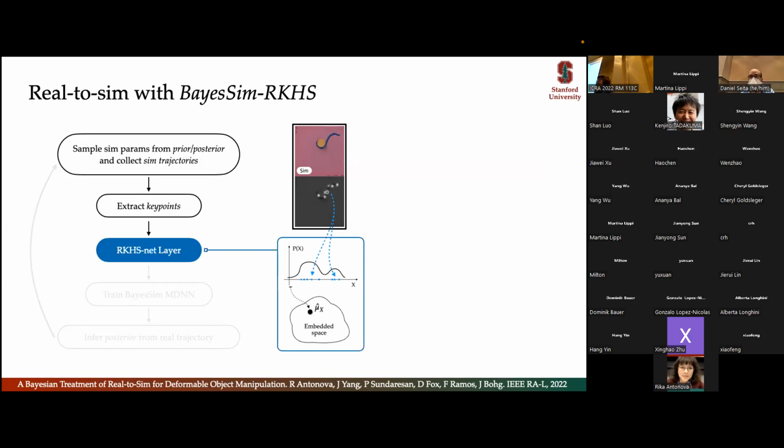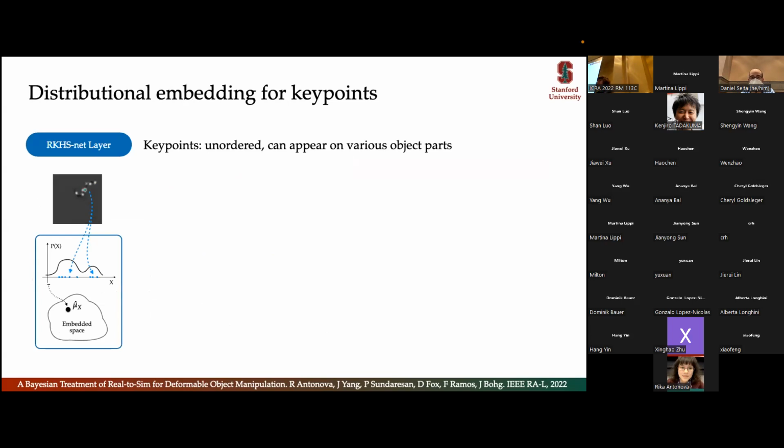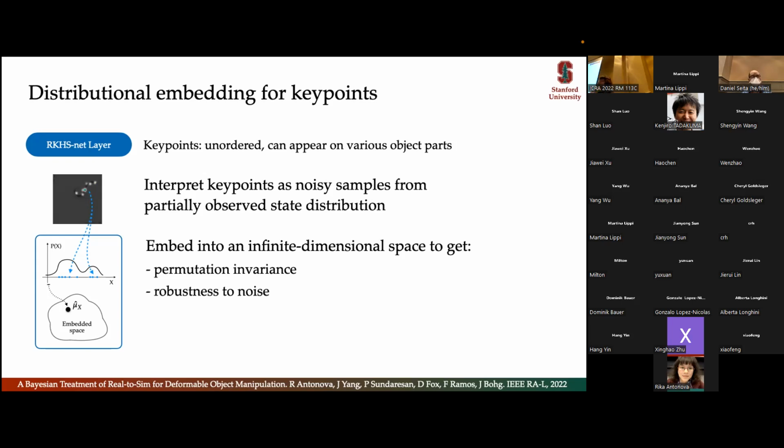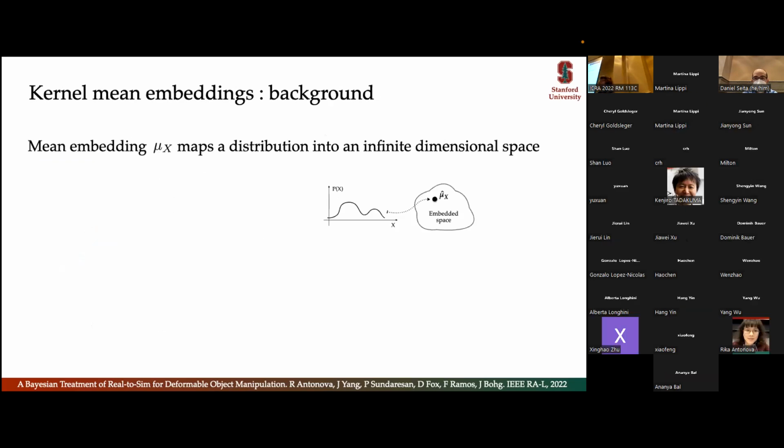And then we pass this through an RKHS net layer, and I will talk in detail about what this means. So here we take the key points that are unordered, and they can appear on various parts of the object, and we interpret this as noisy samples from a partially observed state distribution. And so what we do with this is we embed this into an infinite dimensional space that I'll explain. And this is in order to get, as I mentioned before, permutation invariance and robustness to noise, but also a convenient distance metric. So we will be able to mathematically compare the different states, how close they are to each other, and various nice properties such as the continuity of this metric and this representation.